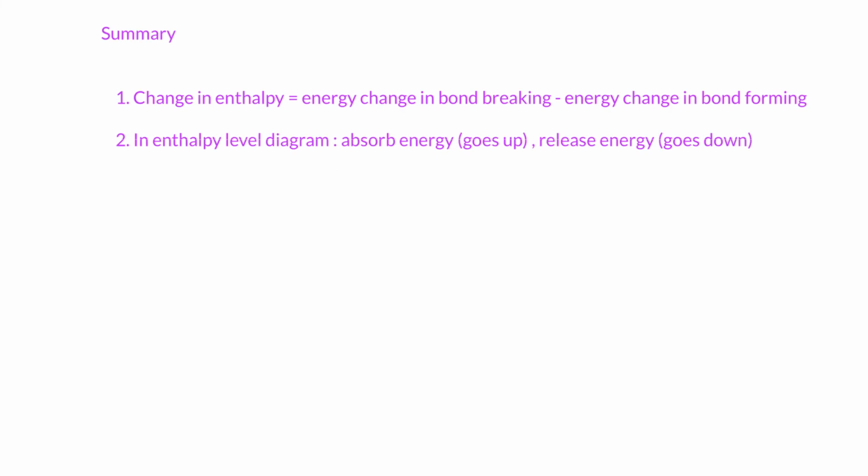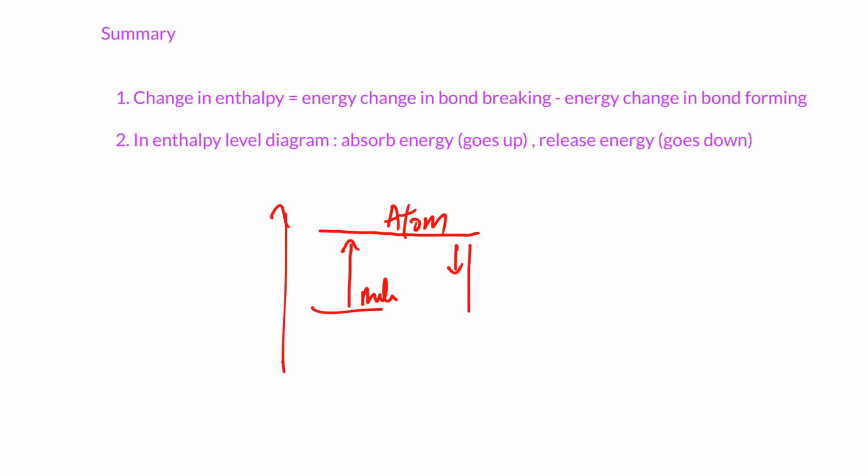So in the summary, we have to know that the change in enthalpy is the energy change in bond breaking minus the energy change in bond forming. In the enthalpy level diagram, when you absorb energy, the level goes up. That means you break the molecules into atoms. When you release energy, it may go down to here or down to here.